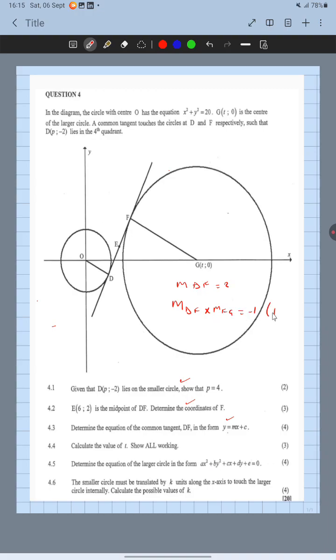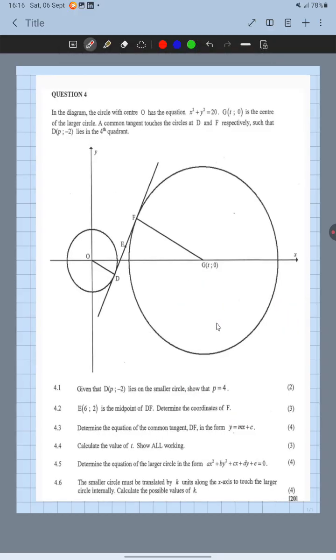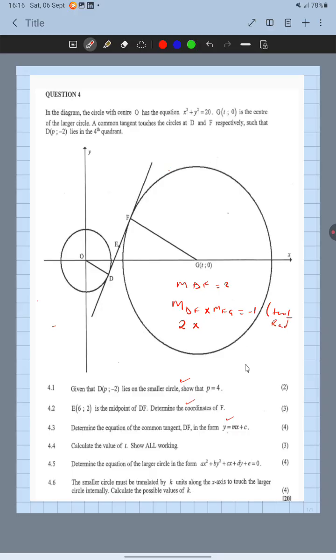Because the tangent is perpendicular to what? To the radius. Right? So our gradient here is 2 multiplied by the gradient of FG, which is equal to negative 1. So our gradient of FG now becomes negative half. So now you know the gradient, and you know the points here. So we can use those points to find the value of t.